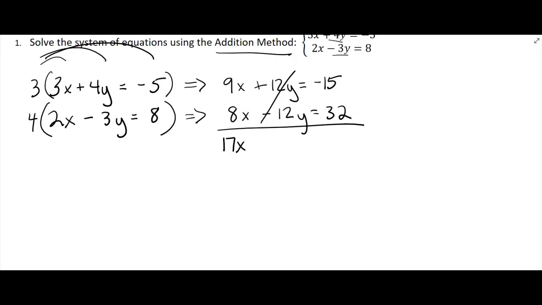So that's a good thing. And then the negative 15 and the 32, that's going to be 17. So you can figure that out. This is a nice linear equation. I'm just going to divide by 17 on both sides, and I get x equals 1.